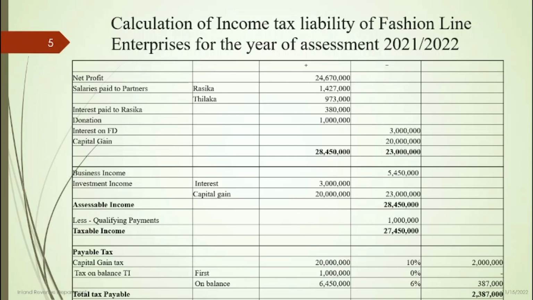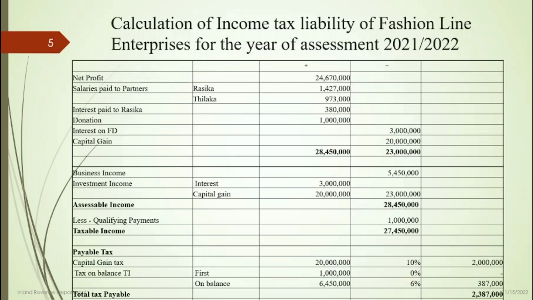Since they have a net profit, I have included that net profit in the plus column. There are two columns, plus column and minus column. Since this is a profit, I have included that under the plus column, that is 24,670,000. Then the partnership paid salaries to the partners, that is not a deductible amount. Because of that, we have added back that amount. For Rasika, they have paid 1,427,000 and to Ms. Tilaka 973,000.